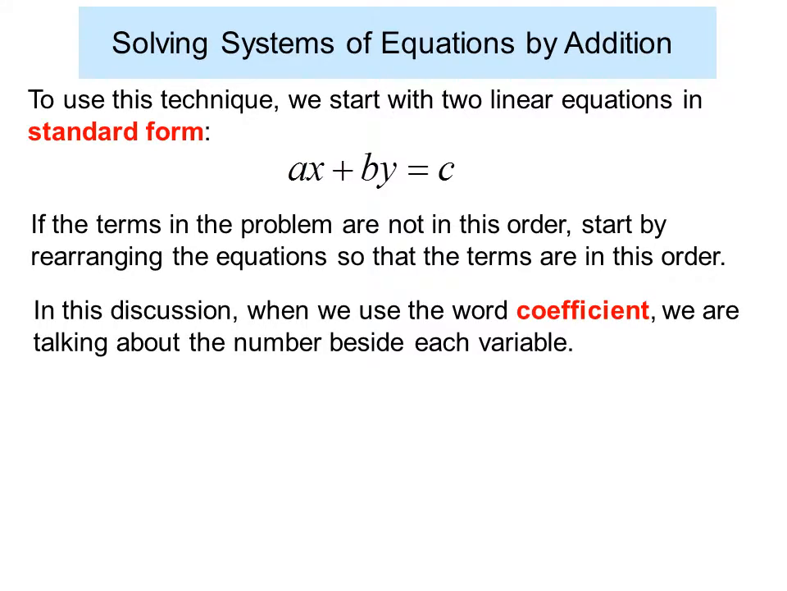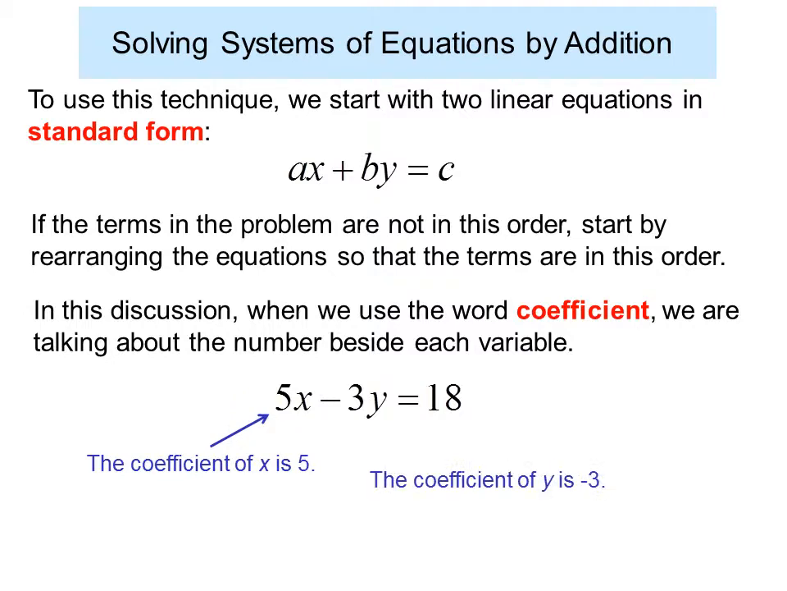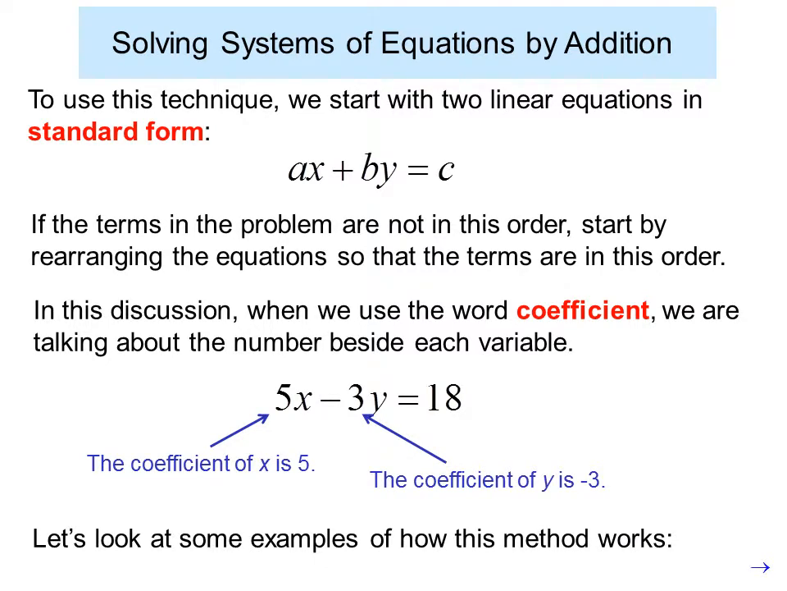In this discussion, when we use the word coefficient, we are talking about the number beside each variable. Take 5x minus 3y equals 18. The coefficient of x is 5. The coefficient of y is negative 3. Let's look at some examples of how this method works.